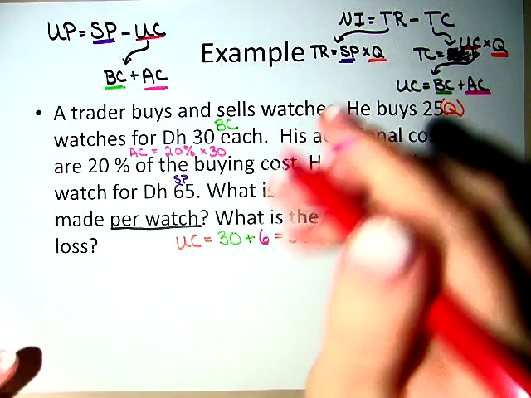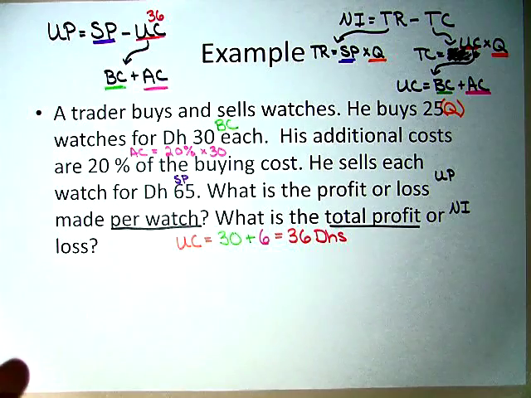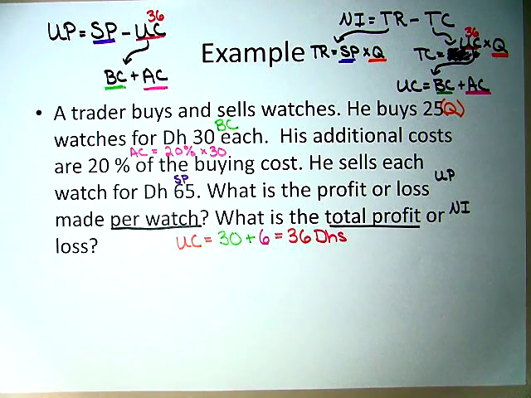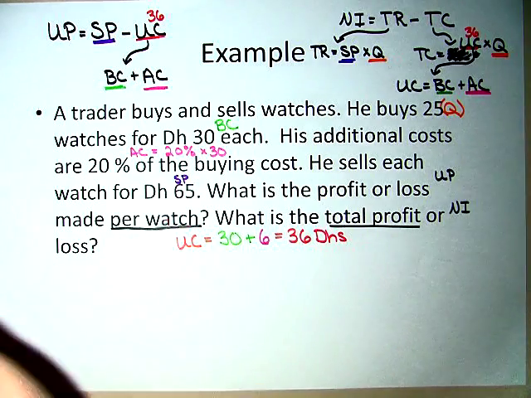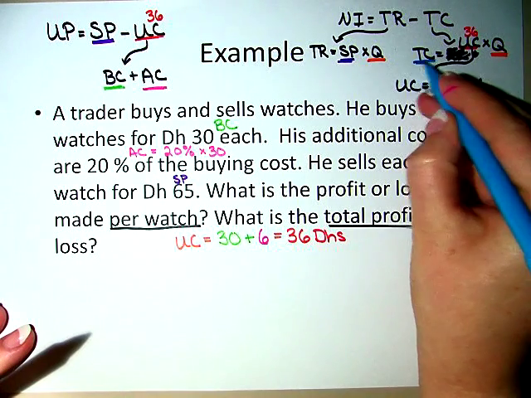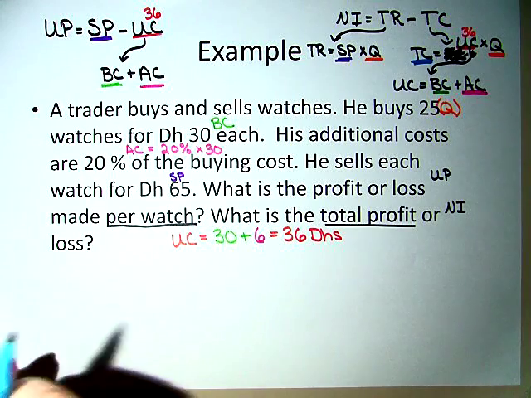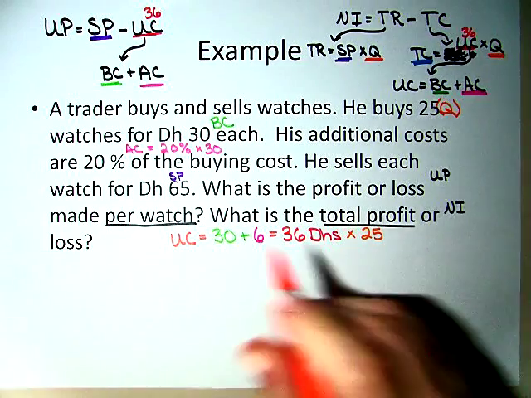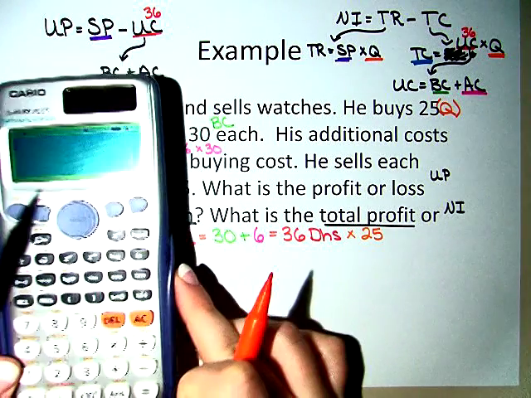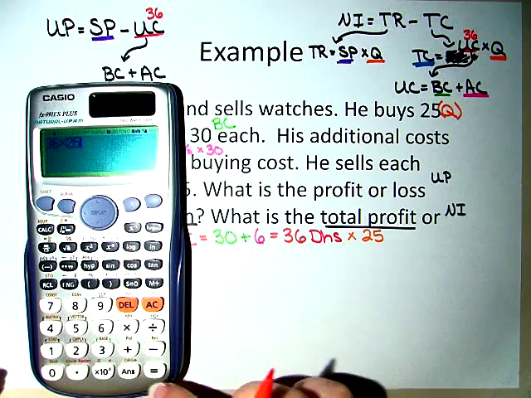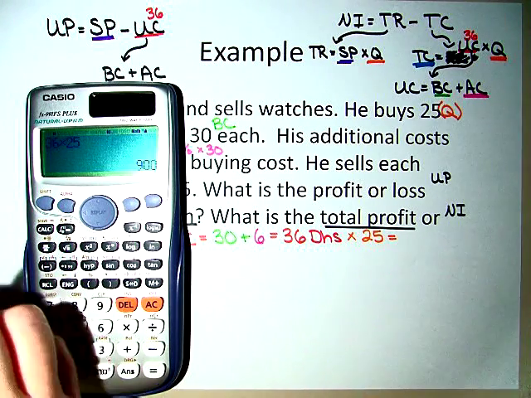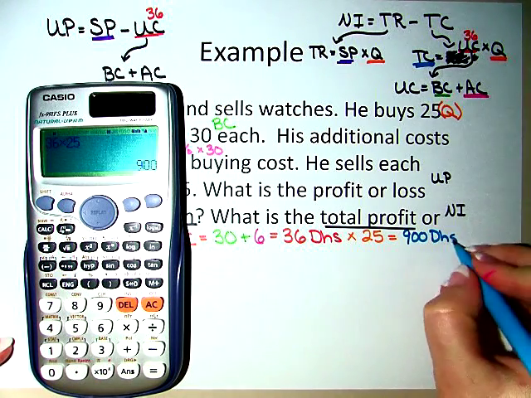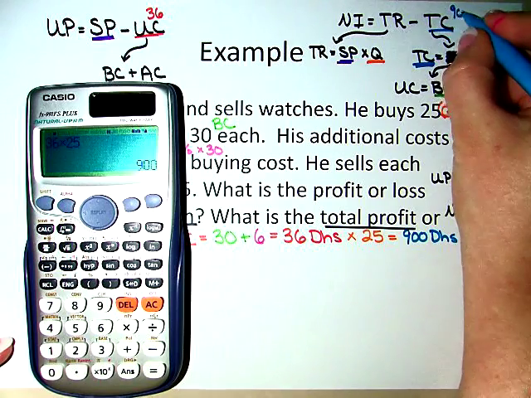So my unit cost we figured out was 36, so I'm going to write that here. Now what is my quantity? Right here we figured out the quantity was 25. So to get the total cost right here, we need to do 36 and multiply it by 25. So we get out our calculator again. 36 times 25 gives me a total cost of 900 dirhams. So the total cost is 900.